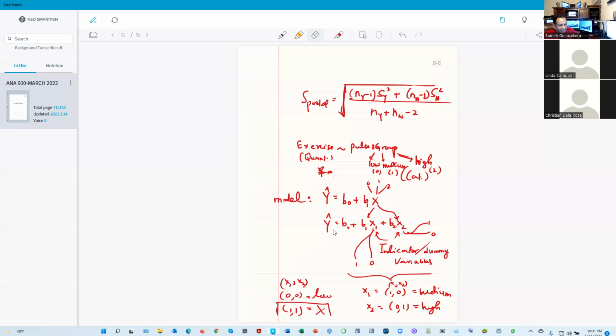Okay, that means, let's say that you need the low level, you're going to put 0 here, 0 here together. Then if you need the medium, you're going to put 1 here, 0 here. If you need the high, you put 0 here, 1 here. That's the idea.